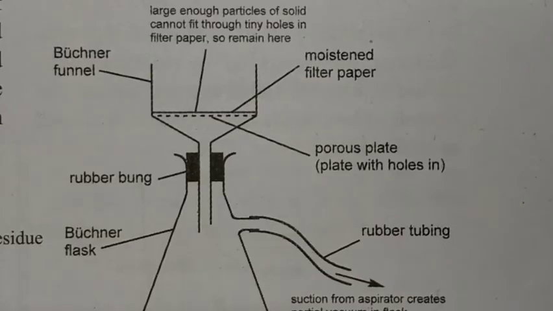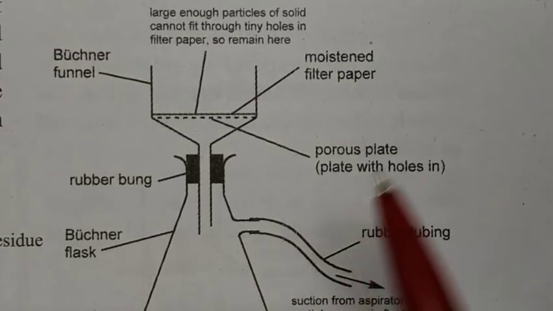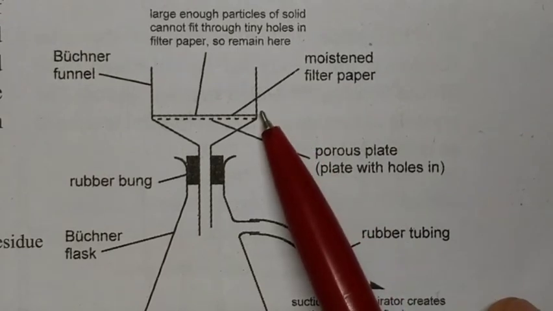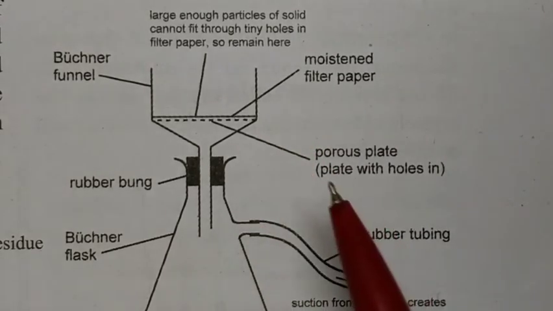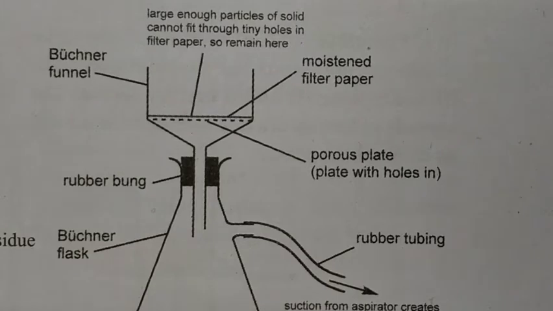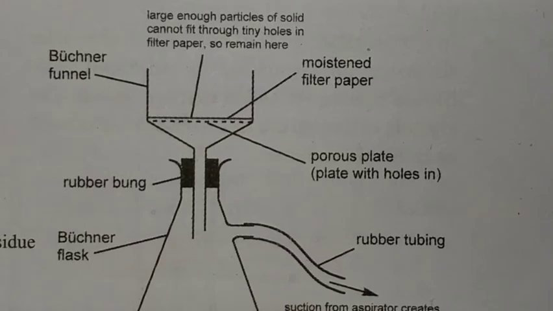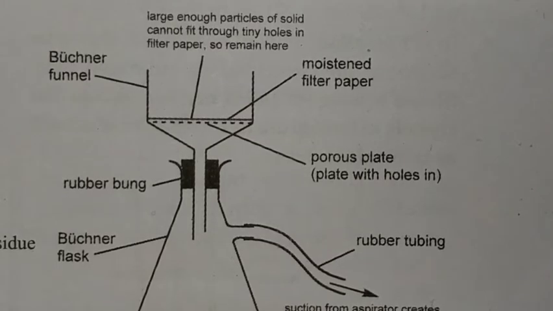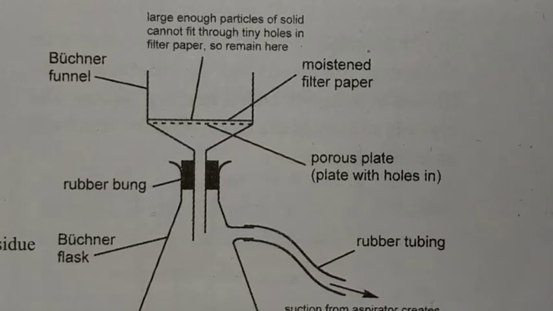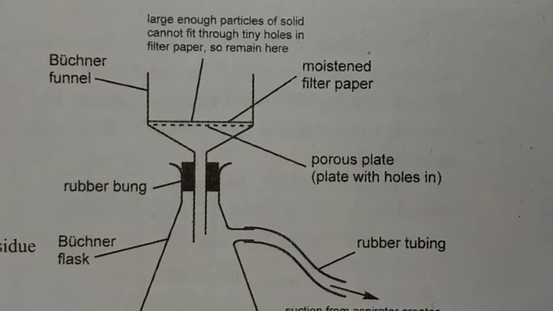Now the second type of filtration is filtration under suction. This is called the Buchner funnel. In filtration under suction, filtration is carried out using a vacuum pump. It is a faster and more efficient technique than simple filtration. Now let us see the setup of filtration under suction.